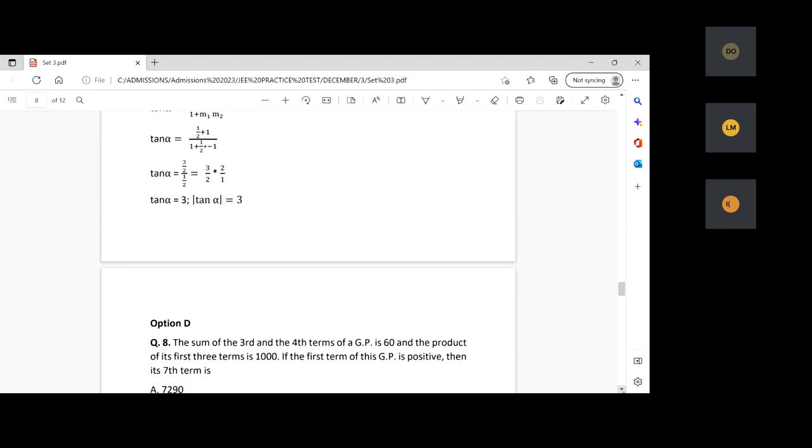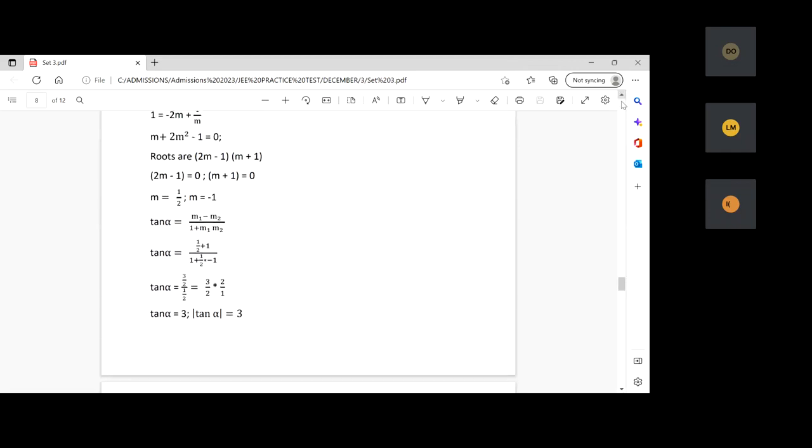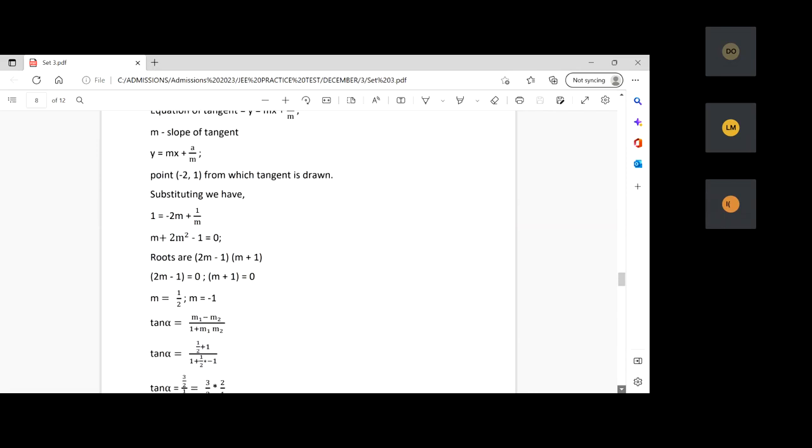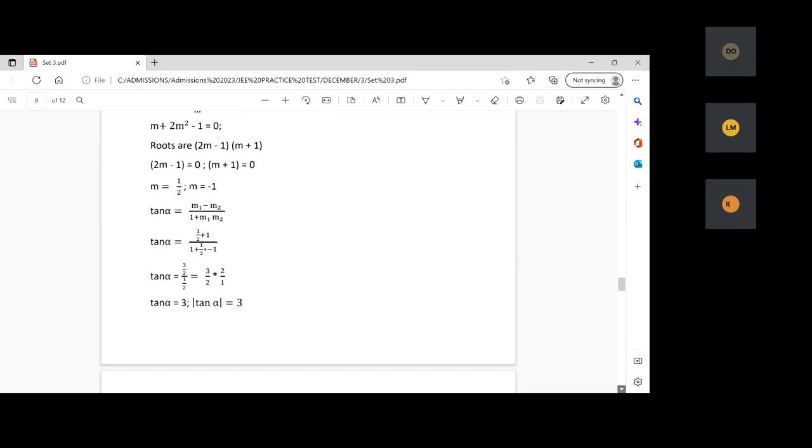And I hope it's the option D. Just go through the question once again. This is the equation. We know the value of a. We know the equation of the tangent. We have the point from which it is drawn. We are going to substitute it and find out the two roots. Once these roots are there, I know how to find the tan value. So tan theta is equal to m1 minus m2 by 1 plus m1 m2. So you can just substitute this and solve it, and you have the answer with you.